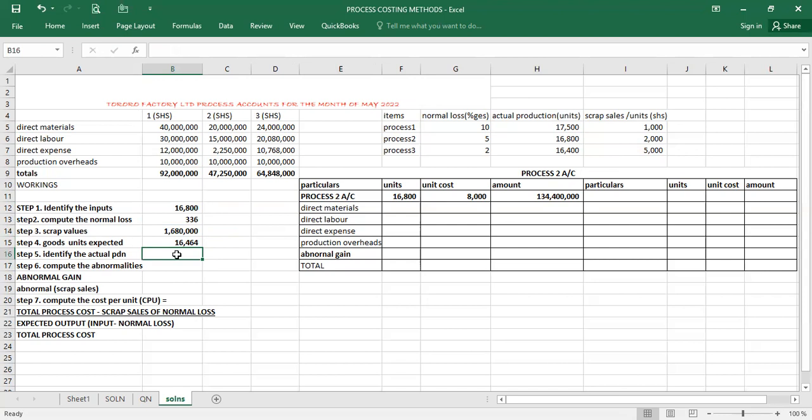Now we identify our production. Actually, the actual production was 16,400. This is the actual production, what we were supposed to produce this. It means our abnormalities are going to be equal sign this minus this, which gives us 64. It means that we expected to produce more, but we produced less. This becomes an abnormal loss.